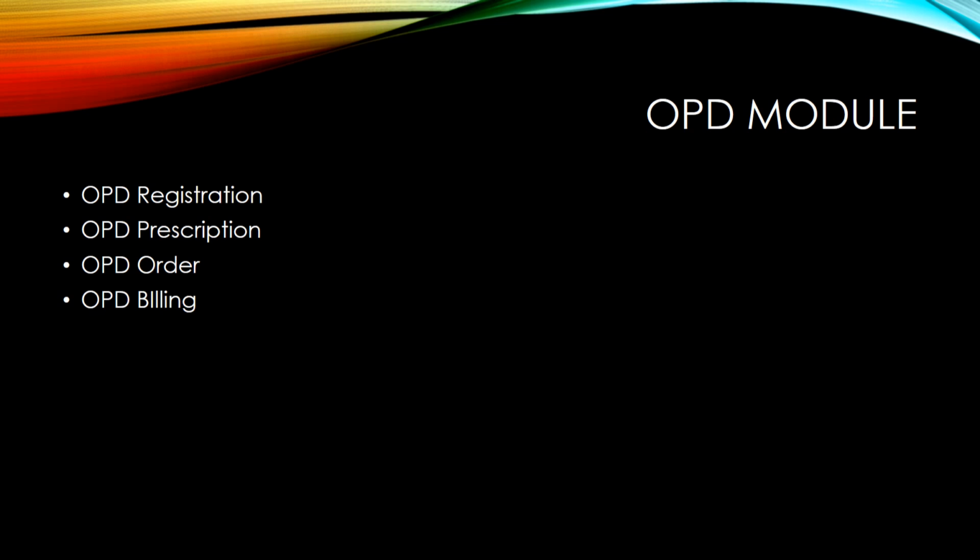Let's start our first module. The first module is the OPD module. In the OPD module, you can register your patient here. In OPD prescription, the doctor can prescribe the medicine, investigations, and all the information, which will be stored in data and which will be needed in the OPD card. The third one is OPD order. You can order your service or billing accordingly.